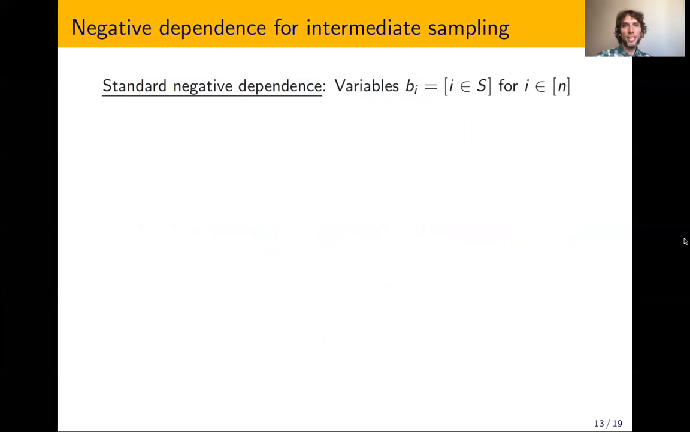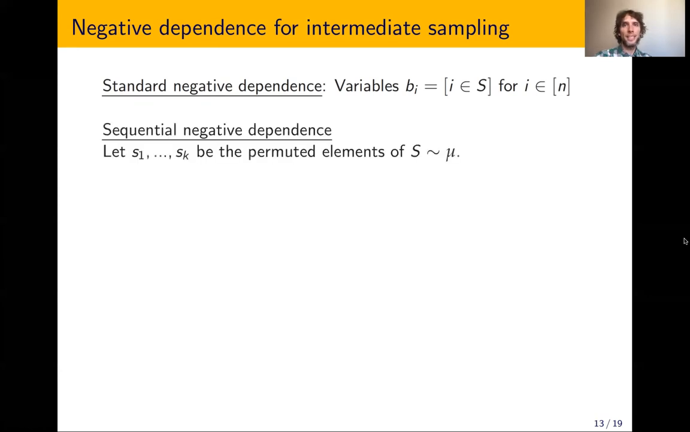The natural representation of the sampled set S from the perspective of standard negative dependence is via n binary variables, which represent the inclusion of each element of the ground set in S. Another representation, which turns out to be more natural from the perspective of intermediate sampling, uses a sequence of k random variables, which represent the indices of the elements sampled by S. The sequence can be also defined simply as a random ordering of the elements of S.